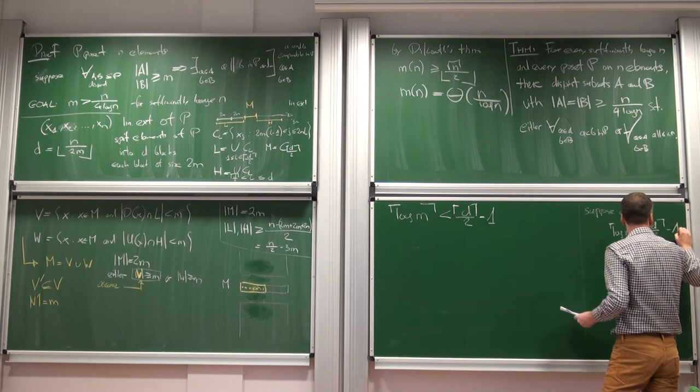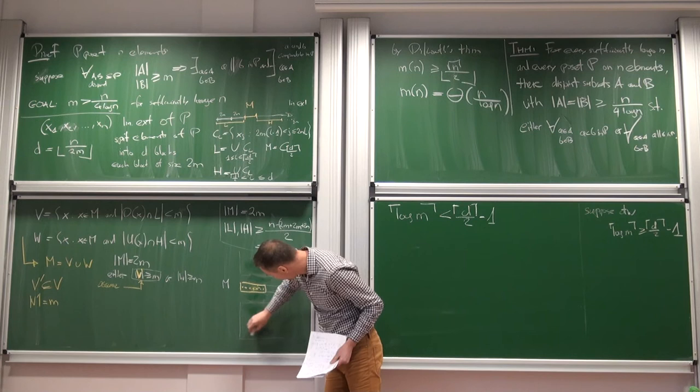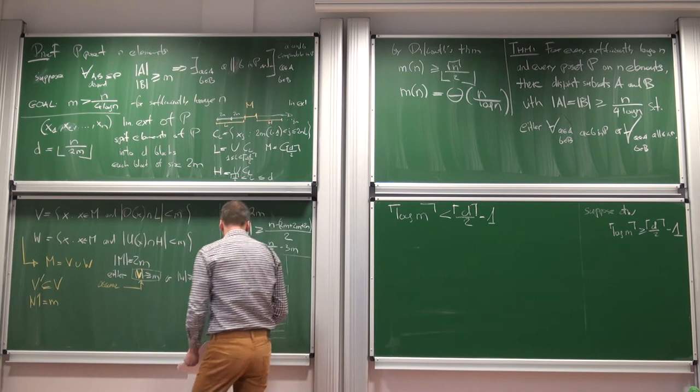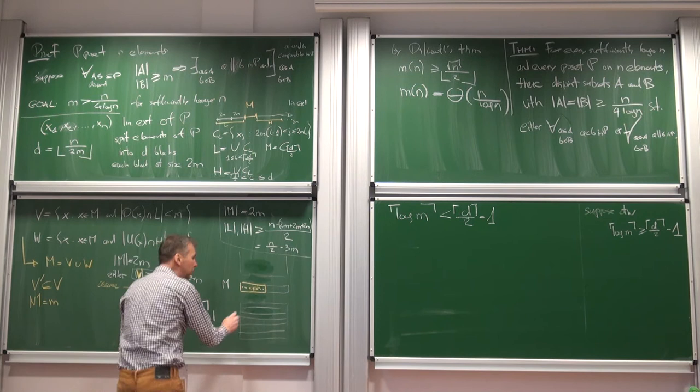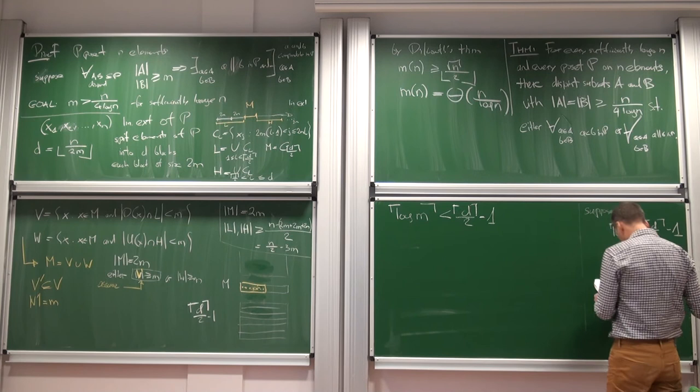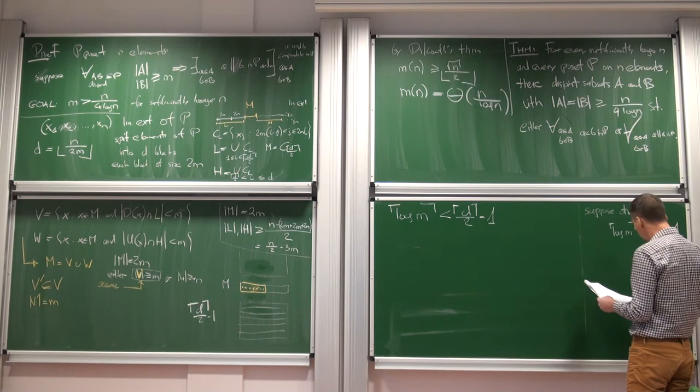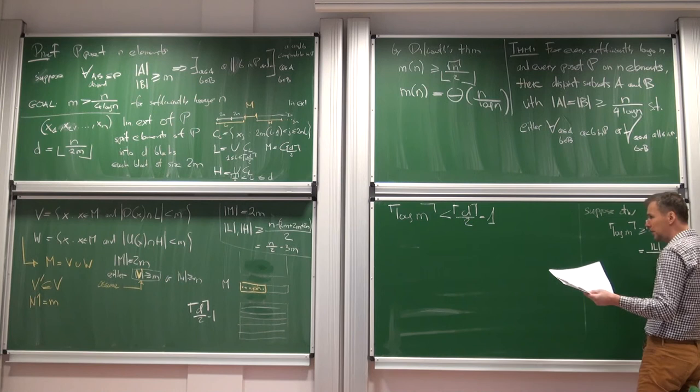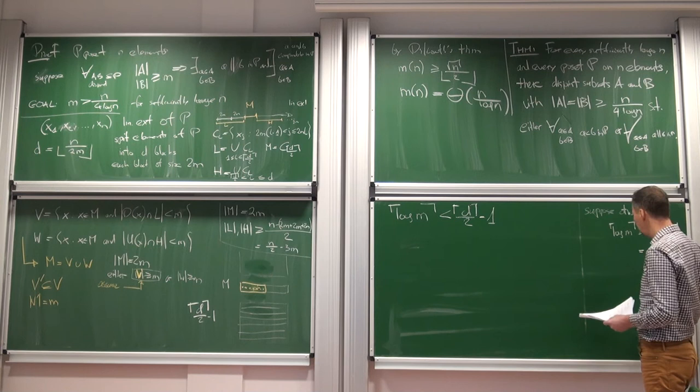This number has a meaning. This is exactly the number of blocks in the lower level. The number of blocks here is exactly d over 2 minus 1. That's exactly what we took. So this number here is actually the same as the size of L, the number of blocks, so the size of L divided by the size of a block, 2m. This is exactly this thing.